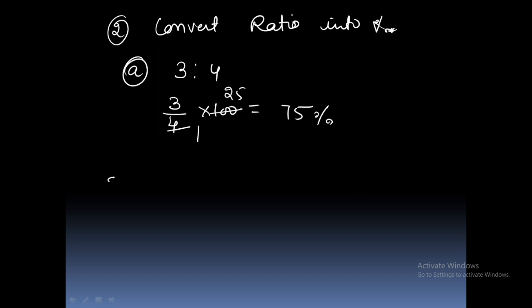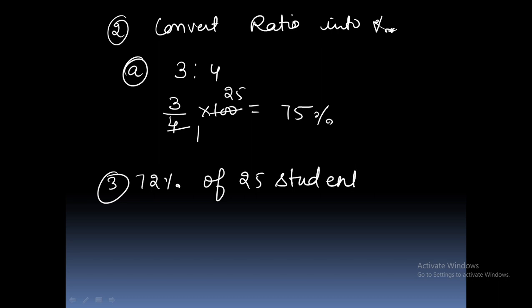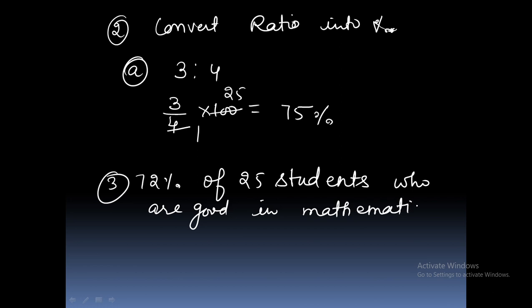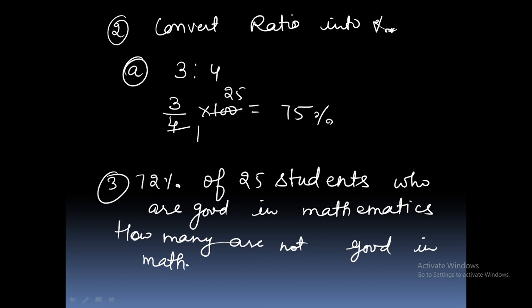Now the next question is, for example, you have given 72% of 25 students who are good in mathematics. How many students are not good in mathematics?